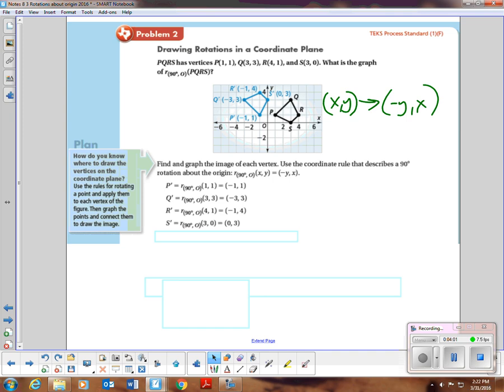Make sure that you list each one of those points with the prime notation like they have here. If you don't have that prime notation, we do deduct points for that. Okay, and so then we graph our points.